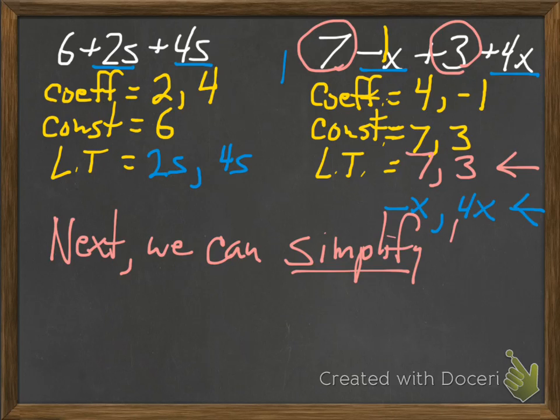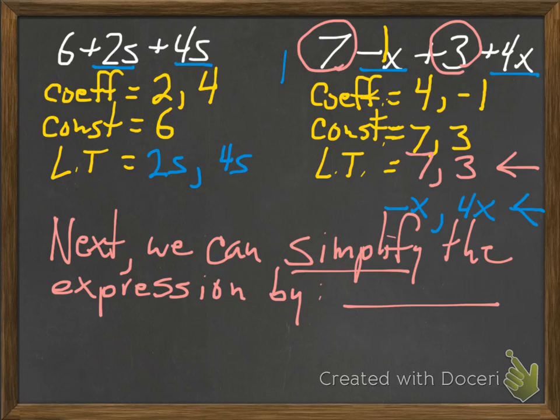Next, we can simplify the expression by what? Well, let's go back to what we were just saying about like terms. When we have like terms, like we have above in the left example, where we have the 2s and the 4s, well, if you have 2 s's and you add 4 more s's, you're going to have 6 s's. So, to finish this expression, we can simplify the expression by combining like terms.